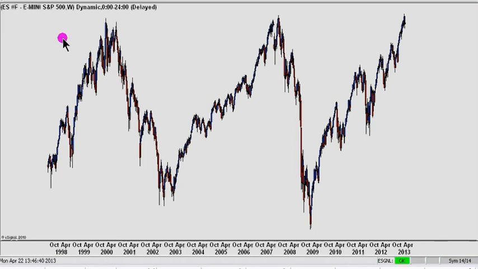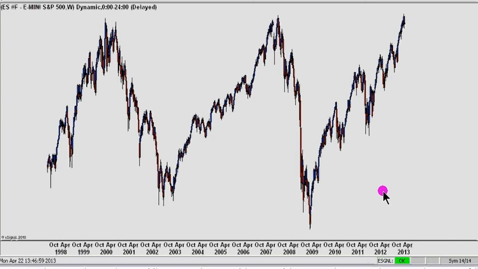I've pulled up a chart of the Emini going right back to its inception, and this is the weekly. I'm just trying to draw your attention to these three tops here: 1, 2, 3. I don't think this is a top. I personally think we'll go higher. If we don't, we're going to have a hard journey down.